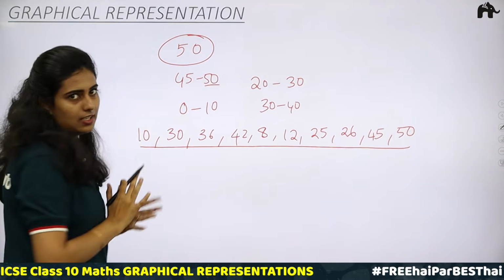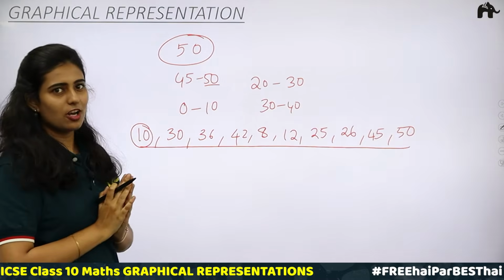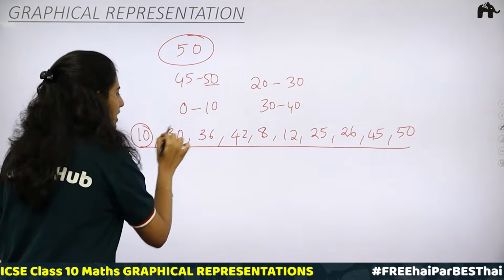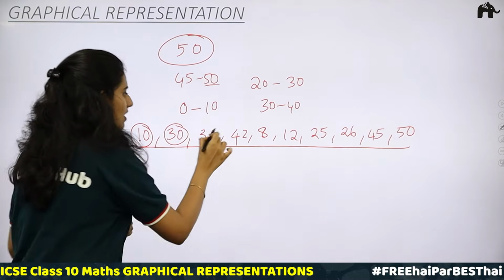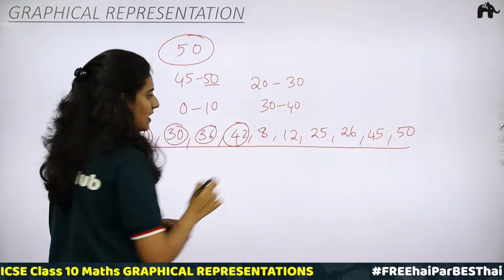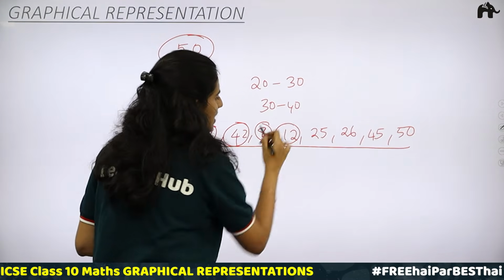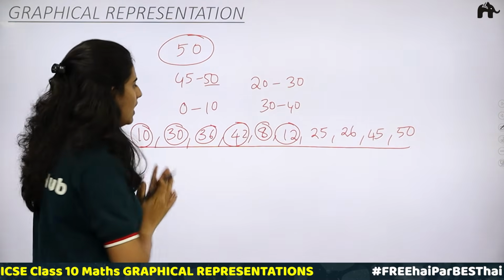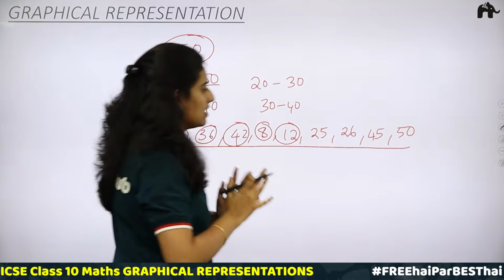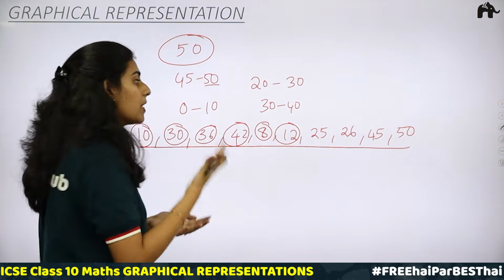First student got 10 marks. So, do we call this a poor student or a bright student? This is a poor student. 30 marks, somewhat an average student. 36, again average. 42, bright student, right? 8, below average, that is a poor student. 12 is again below average. Now, just looking at these values, we can say that there are average students, there are poor students, there are bright students.